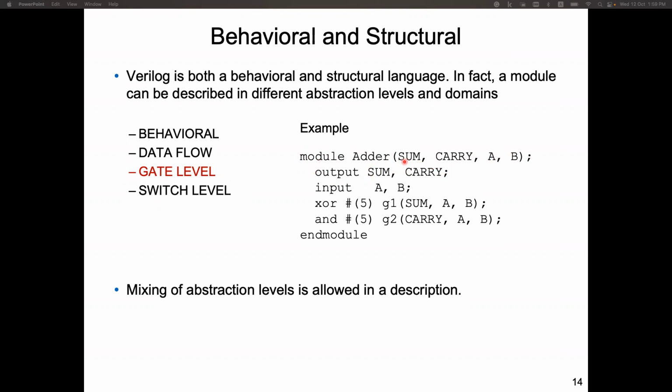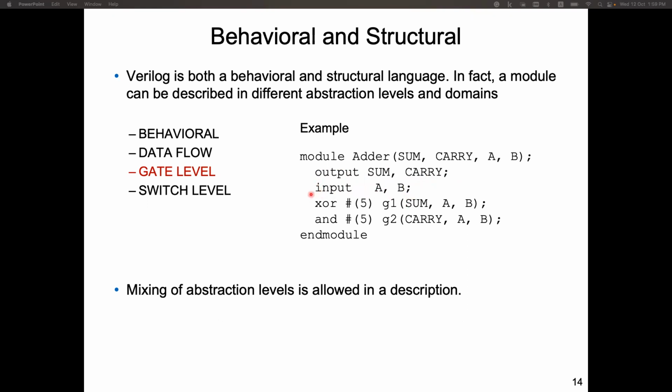I declare the input or output for the type of each port. Say I declare the sum and carrier to be output ports. And A and B are input ports. So I start with a keyword input, A and B, semicolon. And this looks like C language.